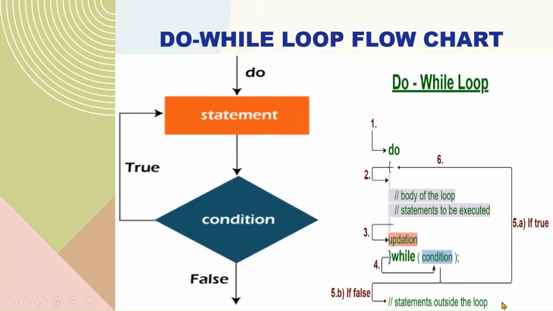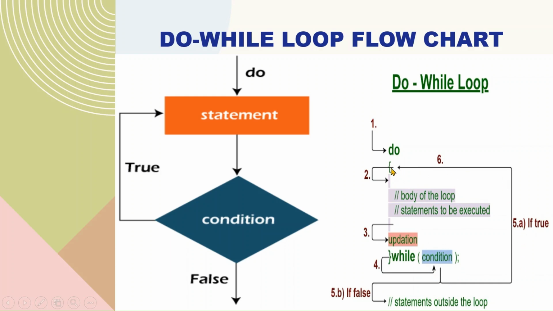Now coming to the do while flow. Anyhow, initialization is above the do. Then we enter into the do block. Then we execute the statements. The body of the loop gets executed. Then we go for updation, either incrementation or decrementation. Based on this value, we check the condition. If the condition is satisfied, that is true, again we enter into the do block.